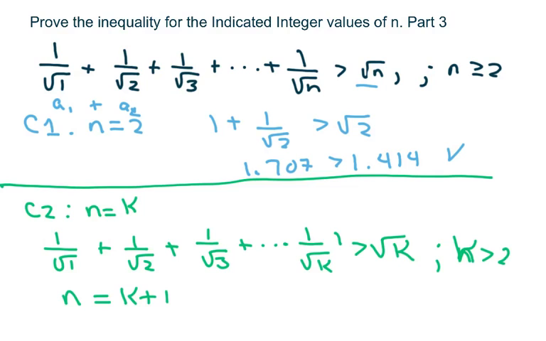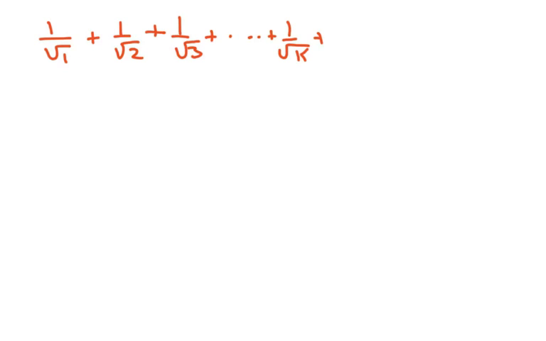So we want the next term here. I'll put it over here. So we're going to get 1 over square root of 1 plus 1 over square root of 3 plus dot dot dot plus 1 over square root of k. And our next term would be 1 over square root of k plus 1. And then that's going to be greater than square root of k plus 1, where k is greater than 2.